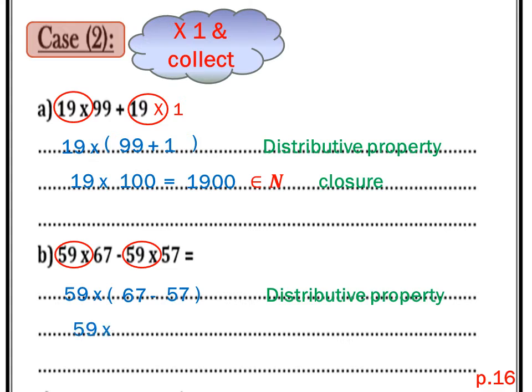So here 59 multiply 67 minus 57, which equals 10. So 59 times 10 equals 590, which belongs to N, closure. And never ever forget to write the name of the property.